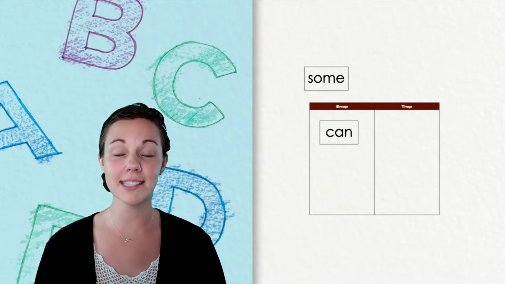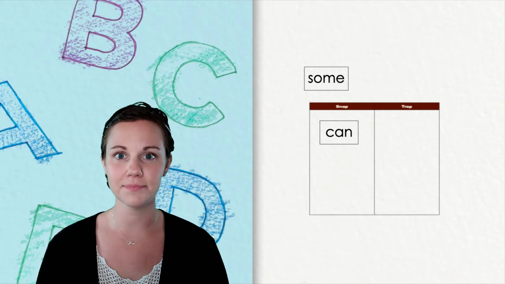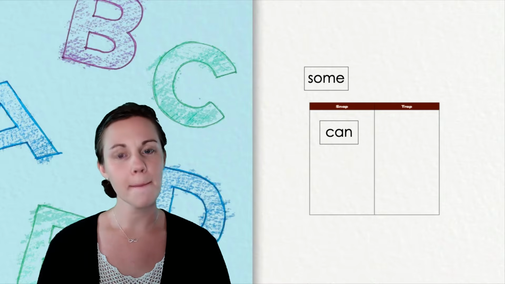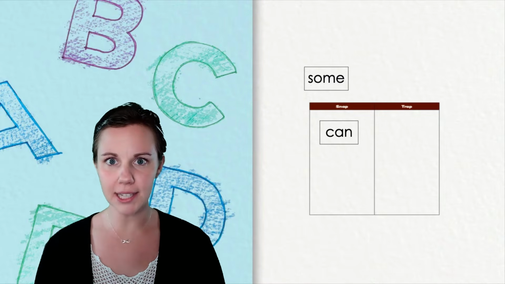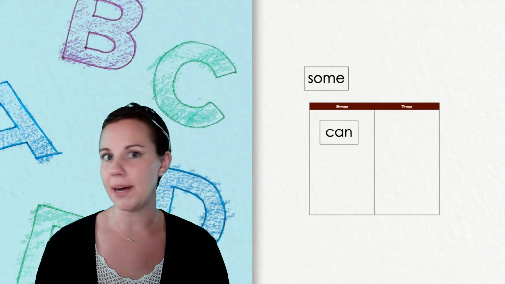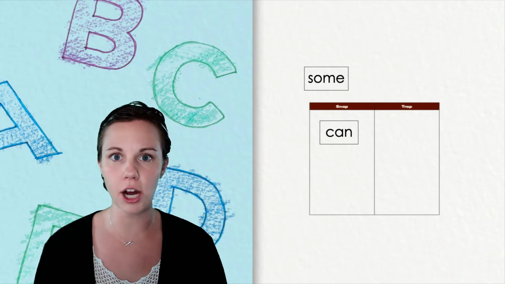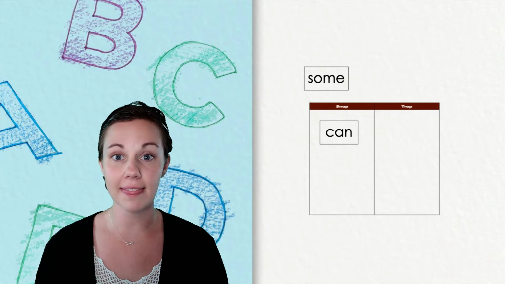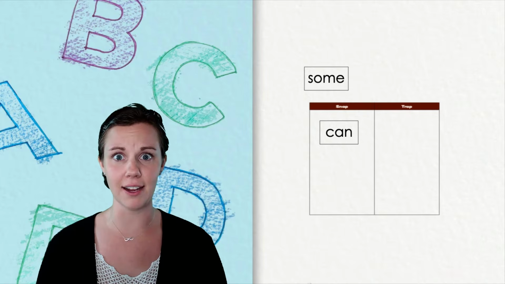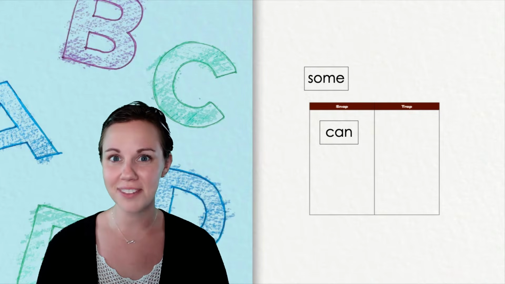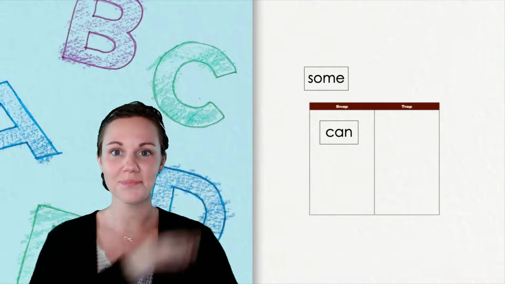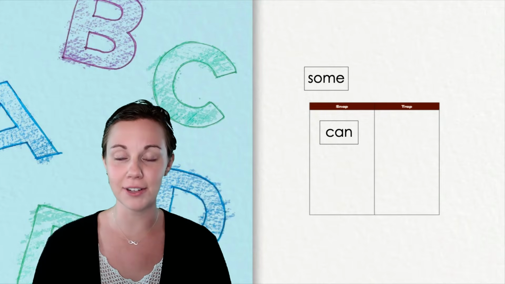This is the word some. Say it. I notice a magic E, but I don't hear a long O sound. That does not play fair. It's a trap. Great thinking. Here it goes.